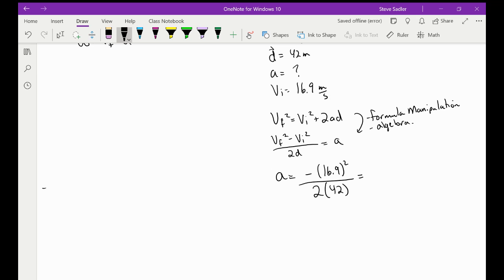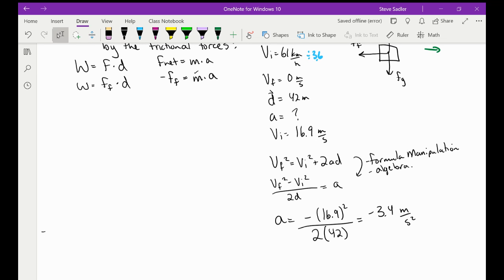I can't really read this answer key. 16.9 squared divided by 2 times 42. That is going to give us an acceleration of negative 3.4 meters per second squared. And it's negative because we're slowing down. We're going in the opposite direction of our velocity, which we established as positive.